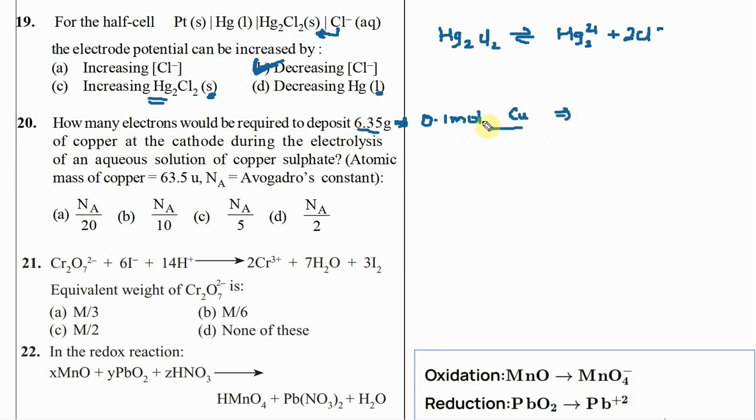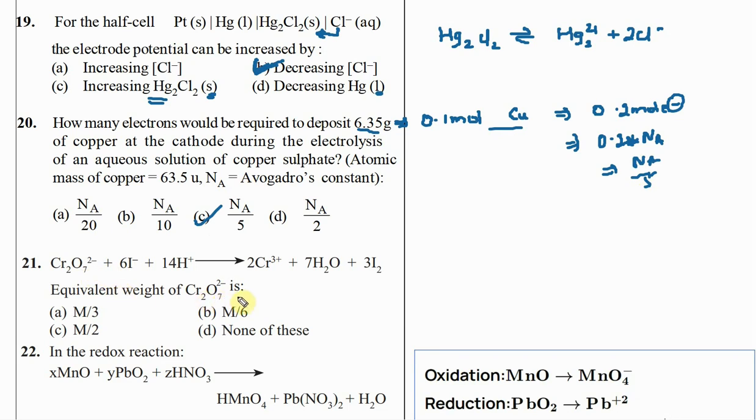So we know that 0.1 mole copper needs twice the amount of electrons, 0.2 mole electrons. This is moles of electrons. How many actual electrons? 0.2 times Avogadro number. Moles to actual is Avogadro number times 0.2, which is equal to Na by 5, since 0.2 is 1 by 5. This is very straightforward.